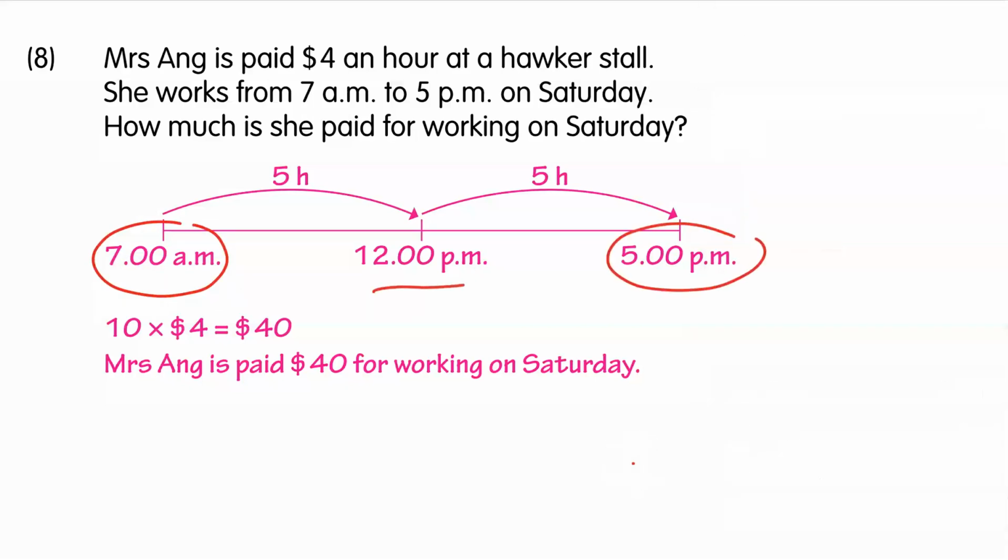You put a 12 there. From 7 to 12 is 5 hours, and 5 more hours. So she works for 10 hours, $4 for 1 hour. Total for the day she works, right? For the 10 hours, she received $40.